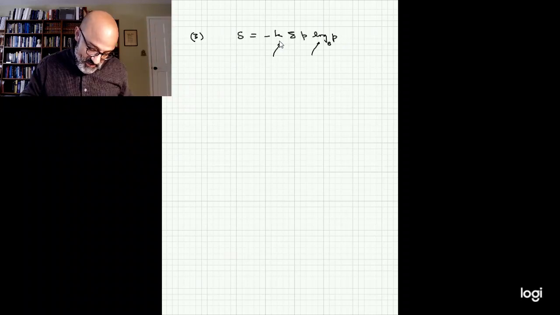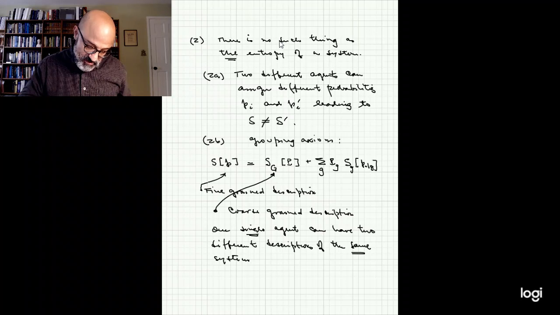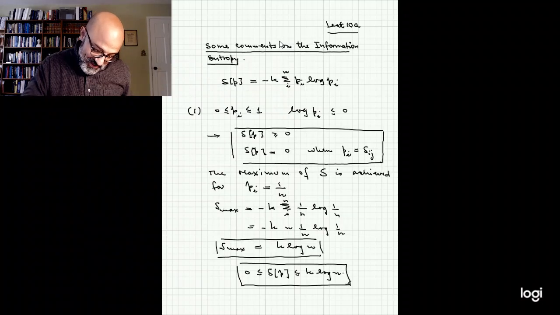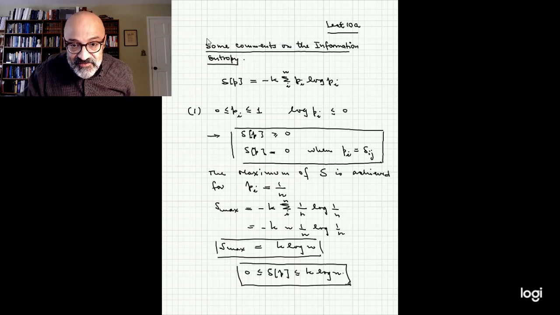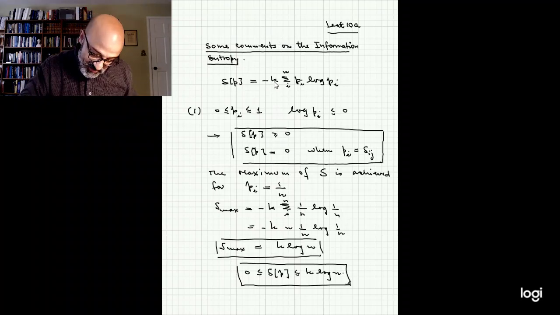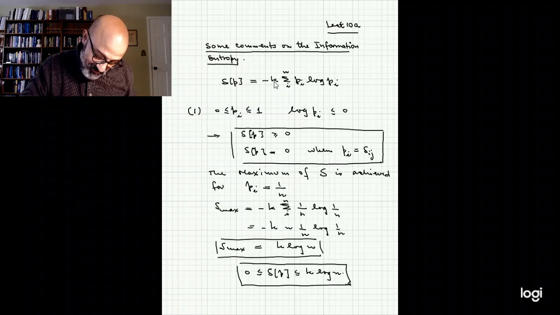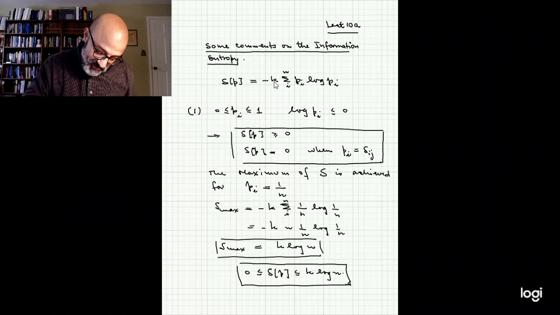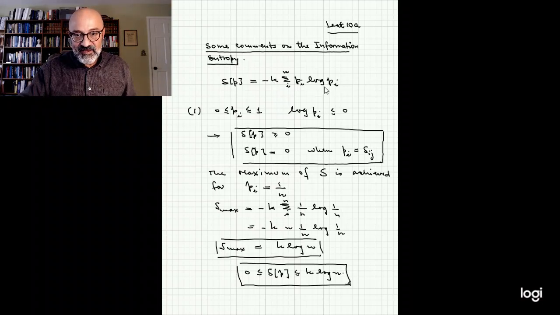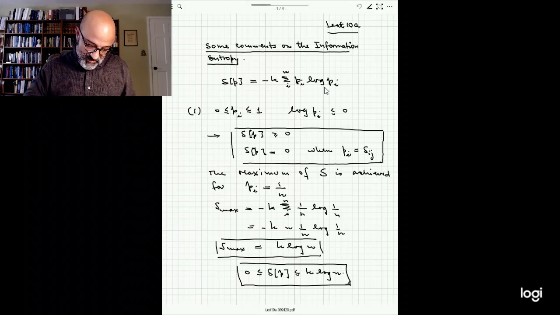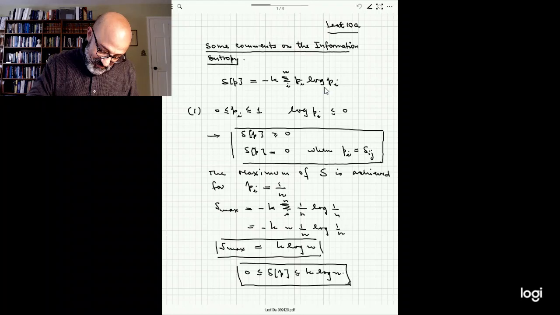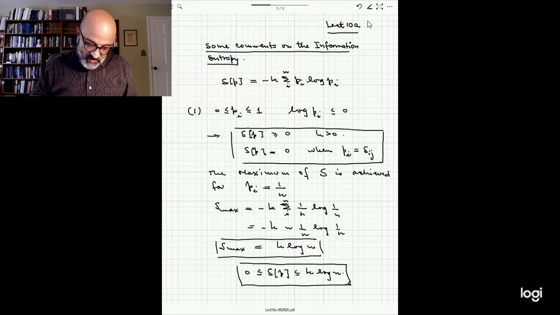Maybe I should have it more explicit here. Let me go back here, and I should say, there we go, that the entropy here is positive, of course, provided that k is positive. Okay, let's continue.